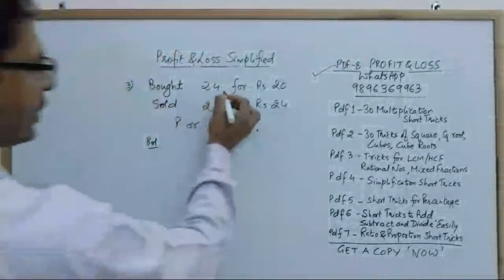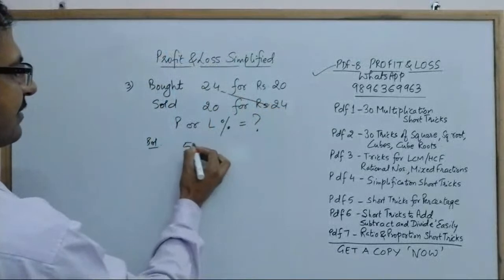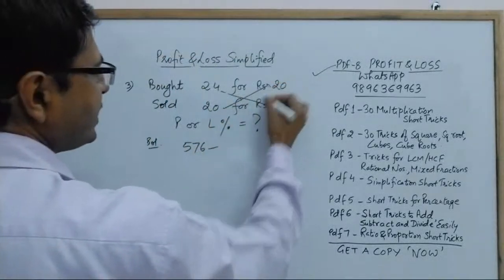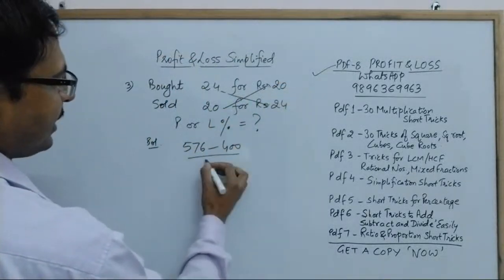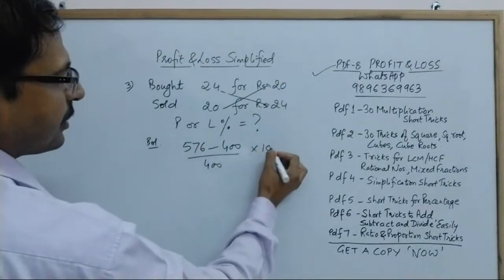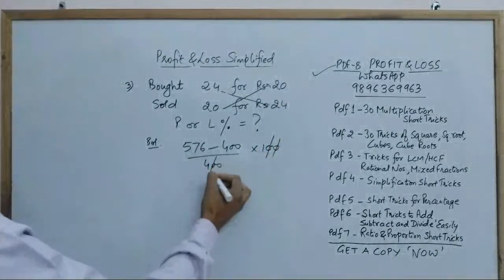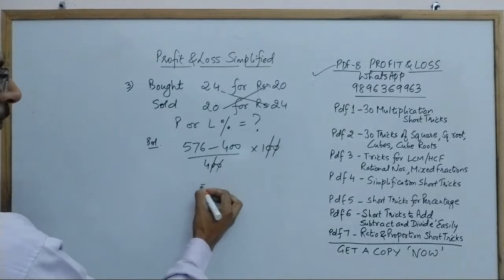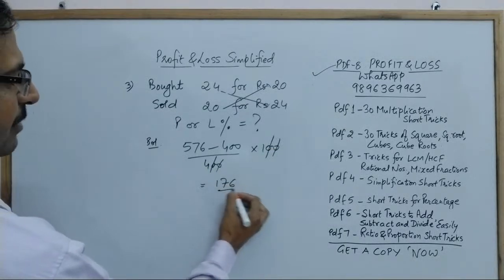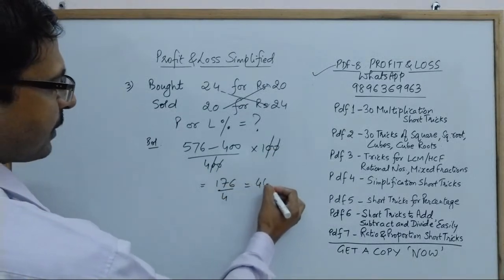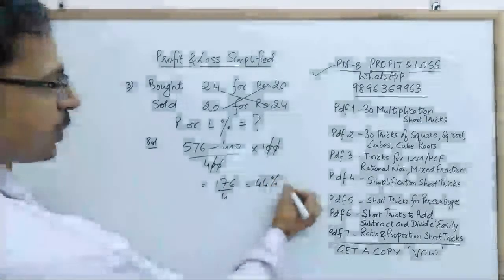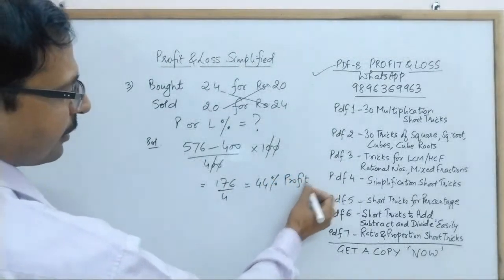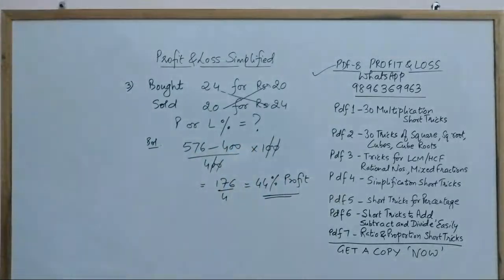Okay, how do we solve this? 24 into 24 is 576, minus 20 into 20 is 400. So you need to divide it by 400 and multiply that by 100 to get the percentage. So the 2 zeros cancel. Very, very easy now. 176 divided by 4 becomes 44%, and this is positive, so it becomes the profit. So 44% profit is indeed the correct answer which I was looking for.